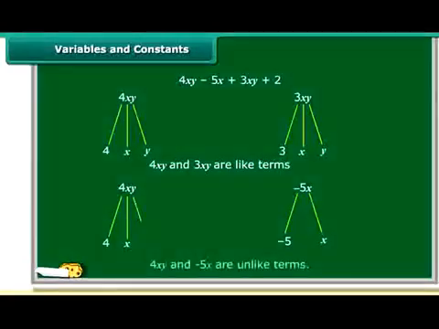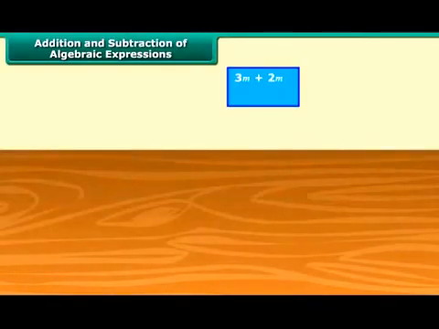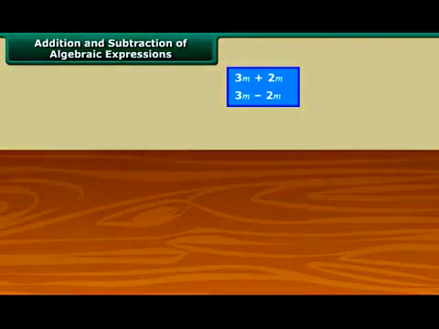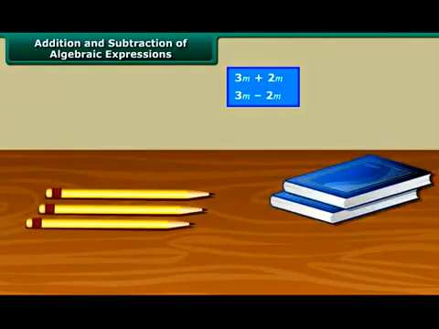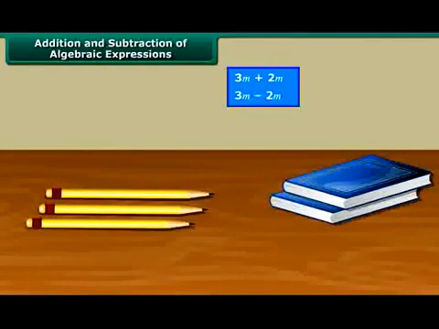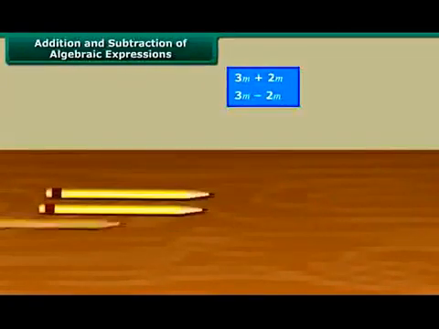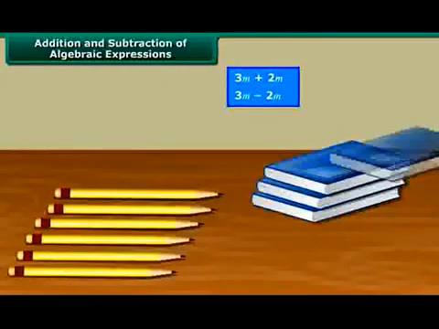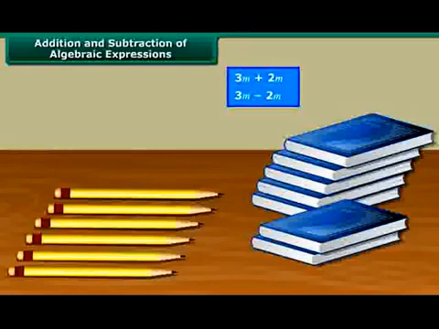So, we can only add or subtract like terms. But why is it so? Think of it like this. On a table, we have 3 pencils and 2 books. We cannot add the 3 pencils to the 2 books because they are not the same kind of objects. Now, if we get another 3 pencils and 5 books, altogether, we now have 6 pencils and 7 books. Now again, we can't combine these objects since they are different.